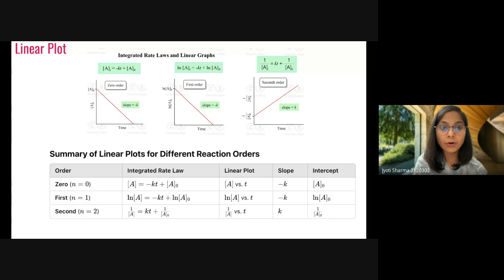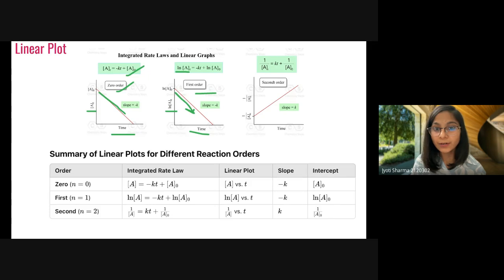So if you have a zero order reaction, this will be your equation. Based on that equation, this will be your concentration and this will be your time, and this will give you a straight line. If you have a first order reaction, then this will be the natural log of A. This natural log of A versus time t will give you the negative slope. Then if you have the second order reaction, this will be 1 by A and this is time, and this is giving you the positive slope.